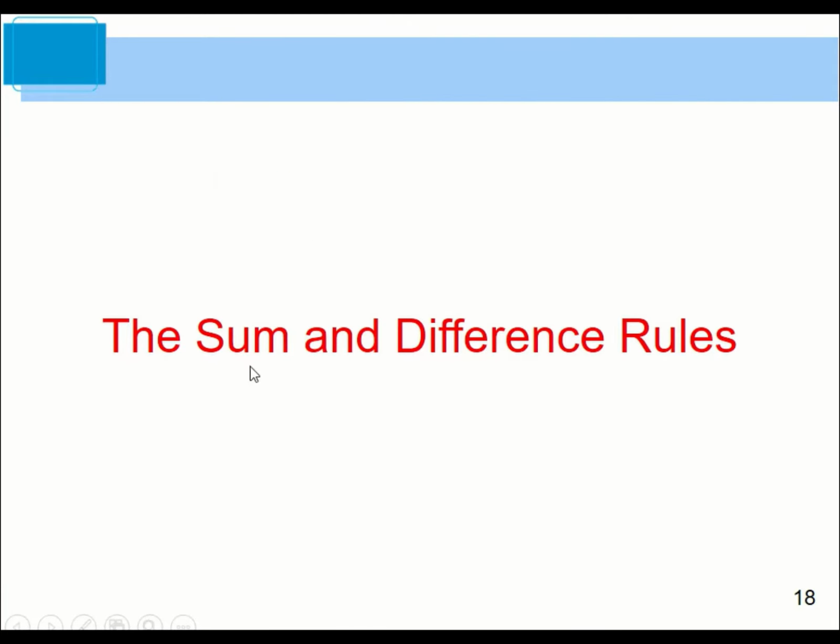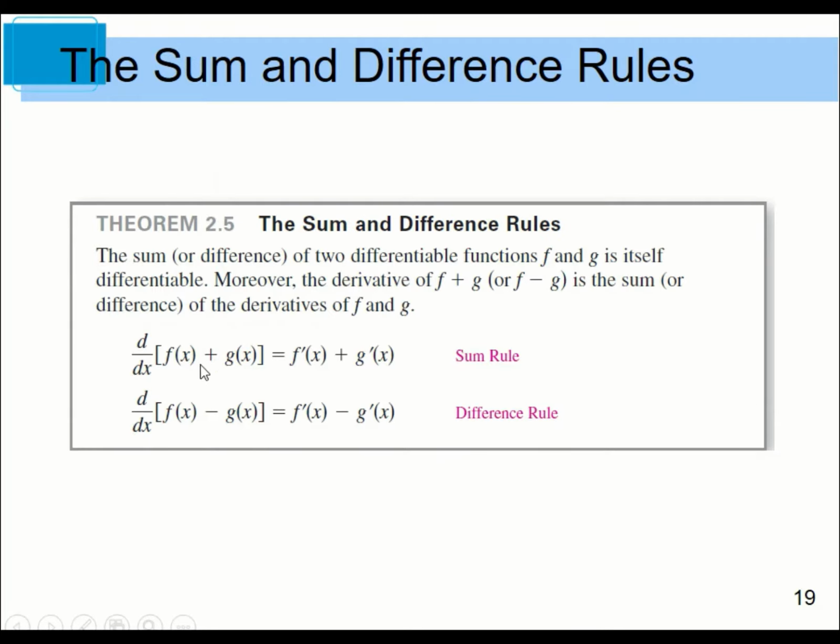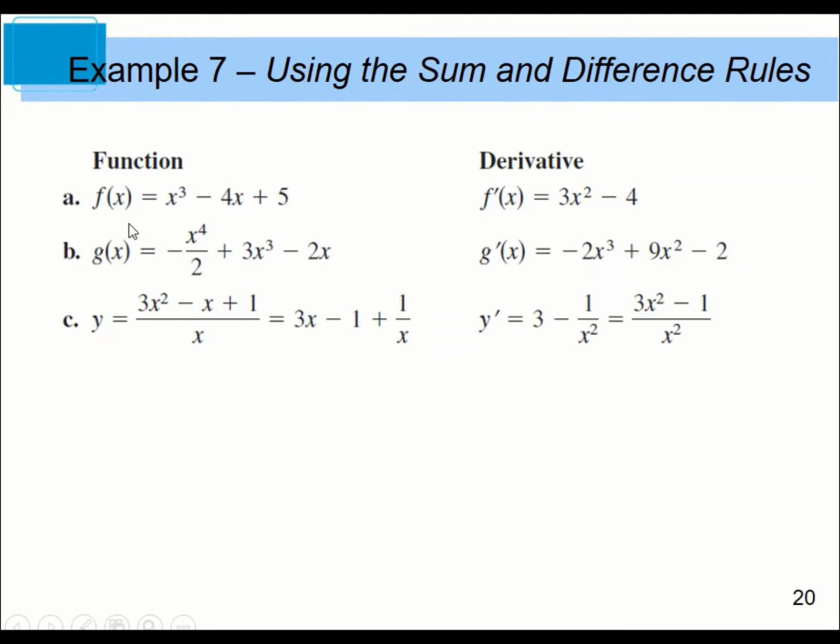Okay, we have another rule called the sum and difference rules. It says that when we sum or subtract two functions and we differentiate, we can actually differentiate the two functions individually, or separately. For example, for question A, when we differentiate f(x), we have x to the power of 3 minus 4x plus 5.